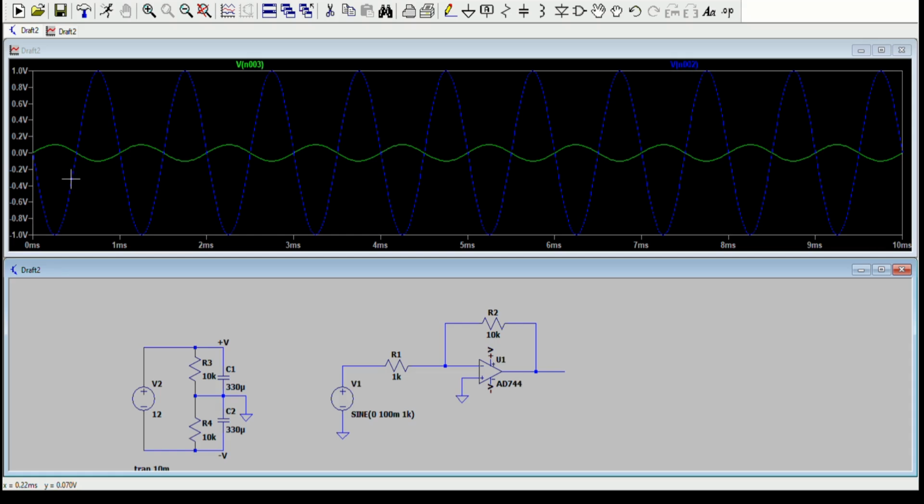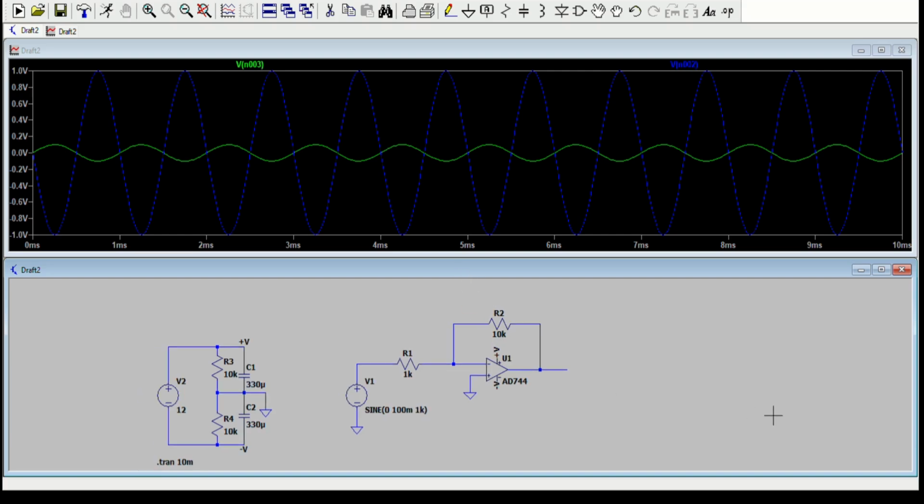And something else you'll notice is that when the input is high, the output is low, and when the input is low, the output is high. This is why it's called an inverting amplifier. It not only amplifies the input signal, but it also inverts it.